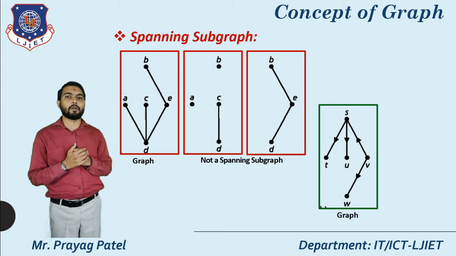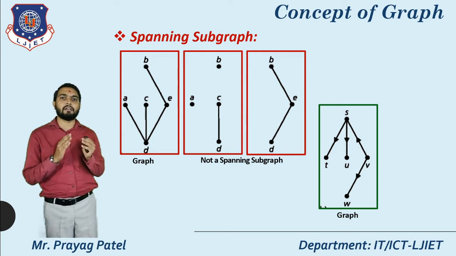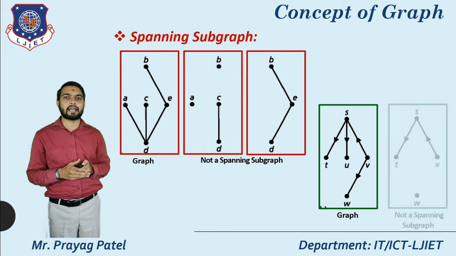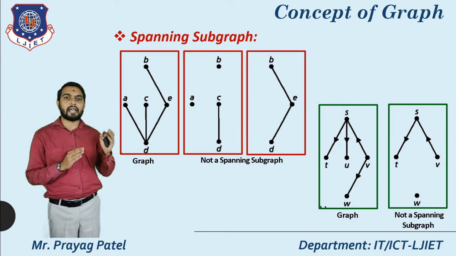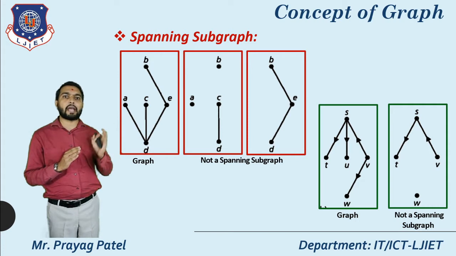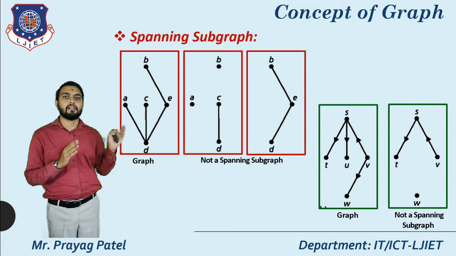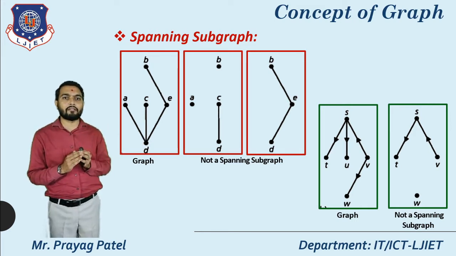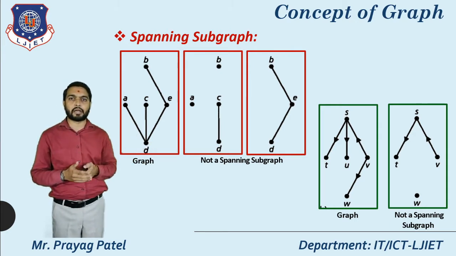Now for the directed graph also we check for the spanning subgraph. Now this is a given graph having the 5 elements S, T, U, V, W as vertices and 4 edges available. Now suppose we represent a subgraph with S, T, V and W as vertices and S to T and S to V as edges. Is this considered as a spanning subgraph or not? For that, first we check whether all the vertices are available or not. Here U is not available in your subgraph. So this subgraph is not considered as a spanning subgraph.